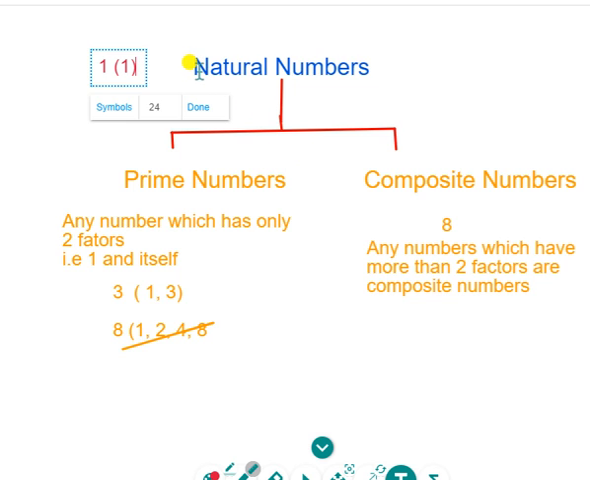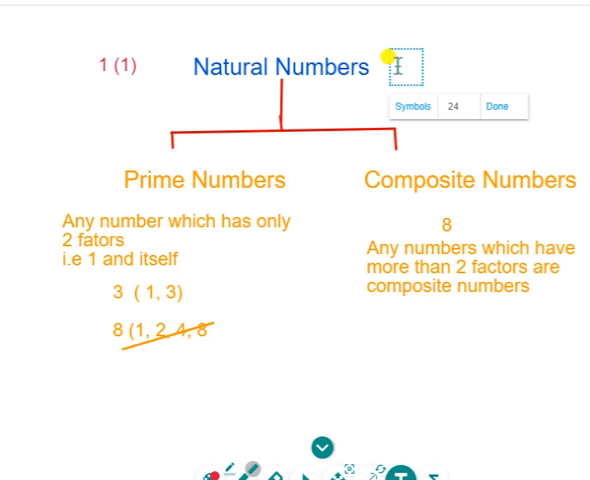So all natural numbers except number one can be divided into prime numbers and composite numbers. I hope you have understood the classification of numbers.